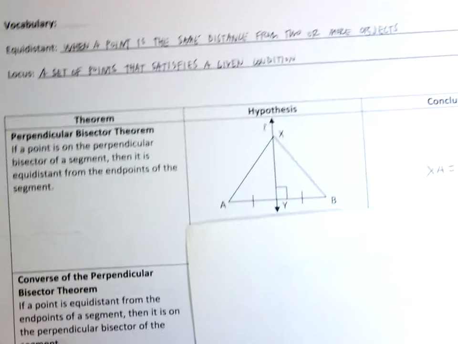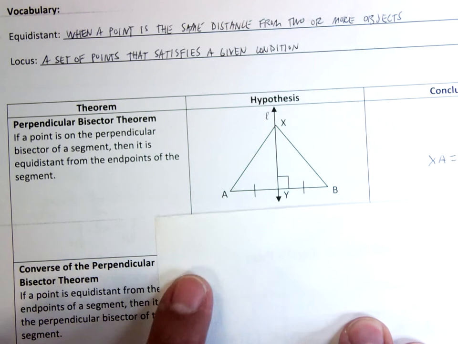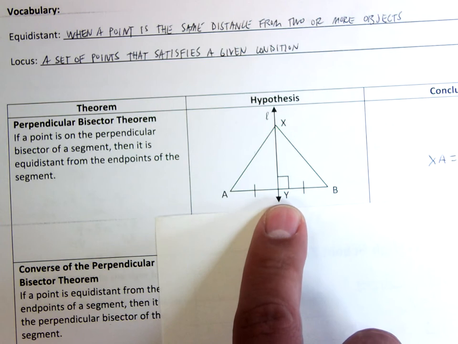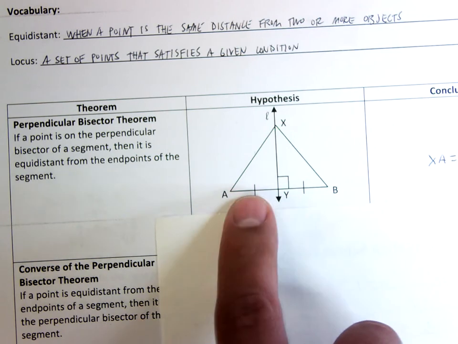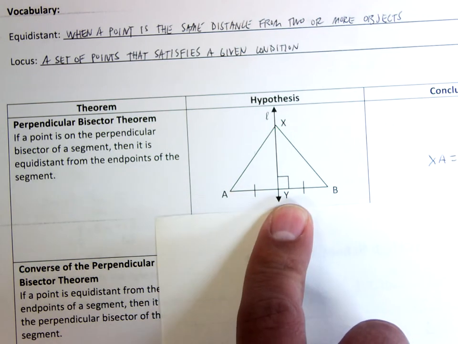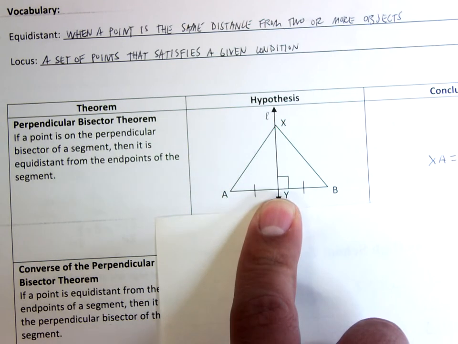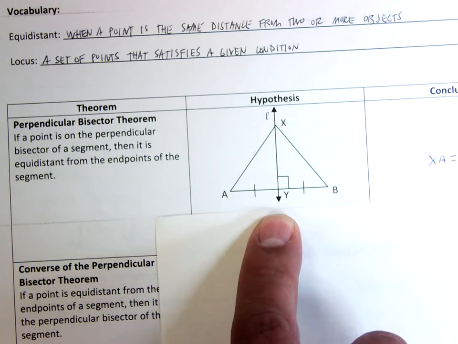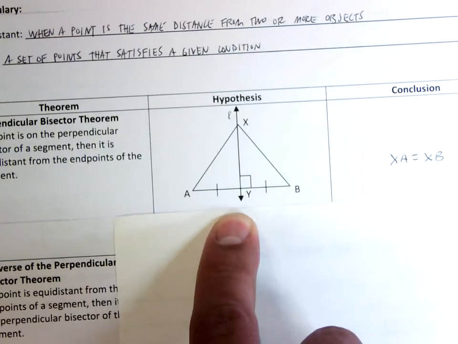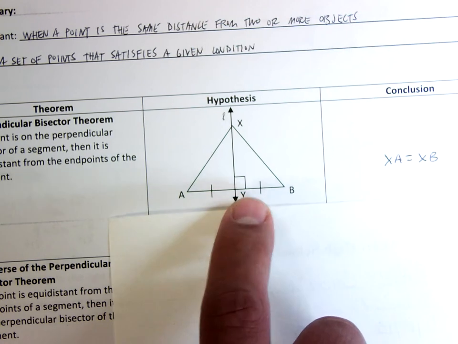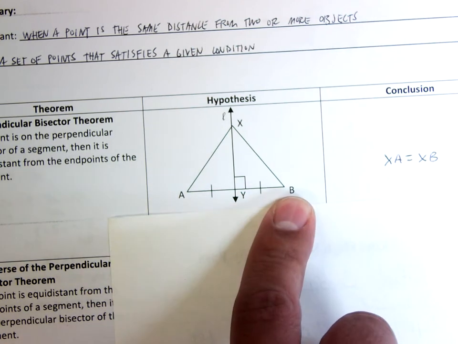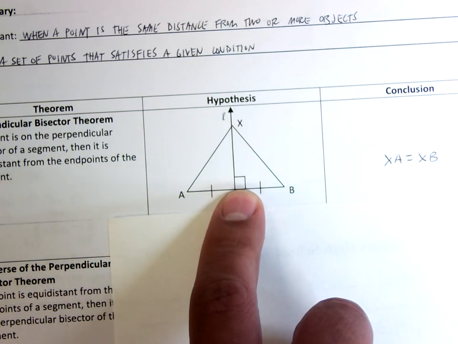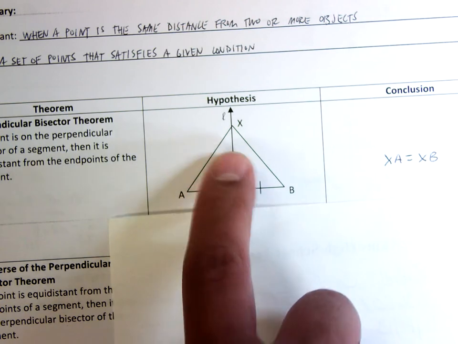Okay, perpendicular bisector theorem. If I look at this picture, there's line L, it's perpendicular to segment AB, and notice it bisects AB, it cuts AB into two equal pieces, so we call line L the perpendicular bisector. What we need to know is that if L is a perpendicular bisector, then any point that lies on line L is the same distance to A that it is to B.